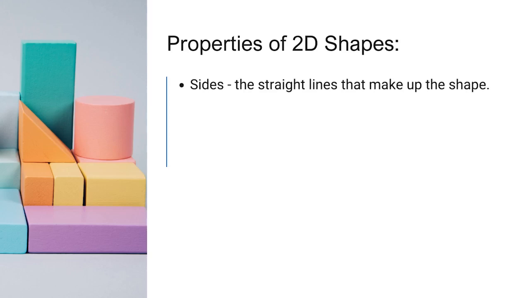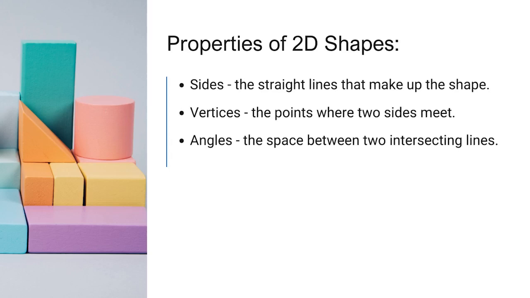Sides, the straight lines that make up the shape. Vertices, the points where two sides meet. Angles, the space between two intersecting lines.